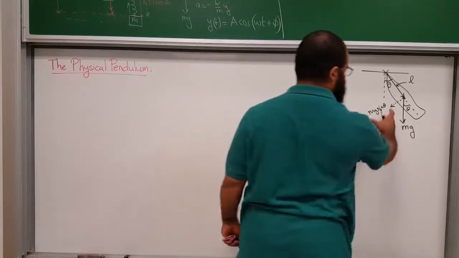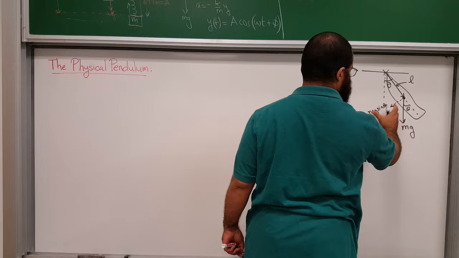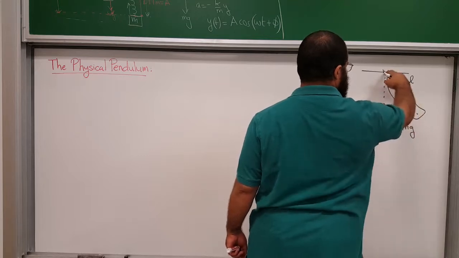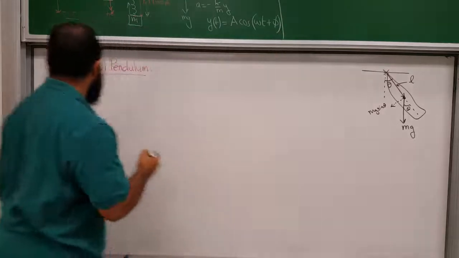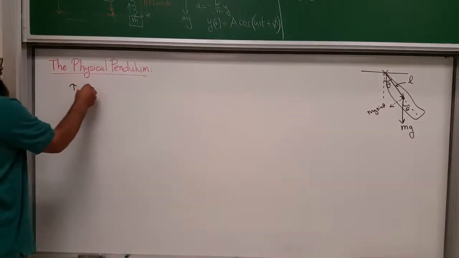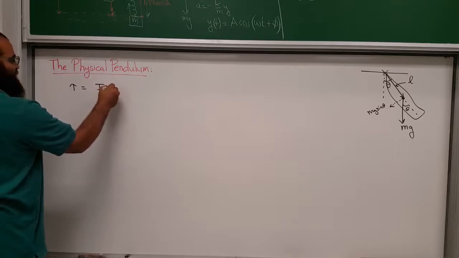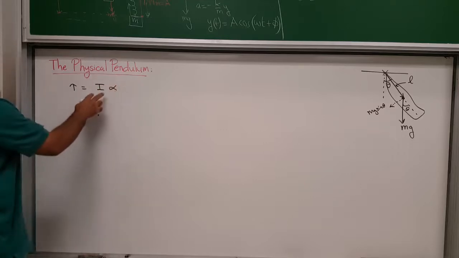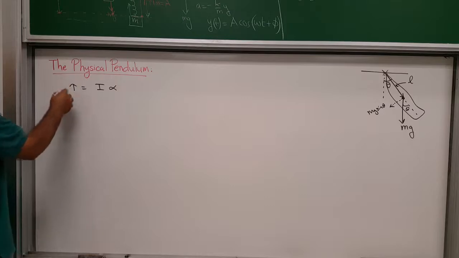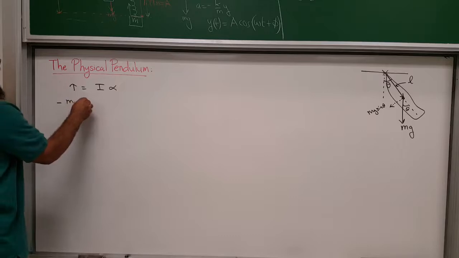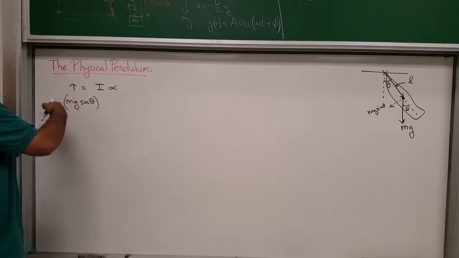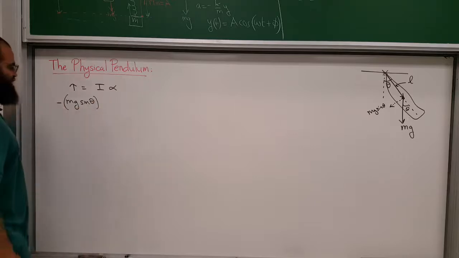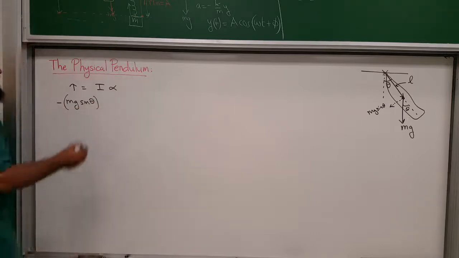So the torque would be the component of the force times the distance from the point of rotation to where the force is applied, and then it's negative. So I have the torque is I alpha, I times alpha, and I will comment on what I is. So it is negative mg sine theta. It's negative because it's clockwise if theta is positive, counterclockwise if theta is negative. So it's always opposite to theta.